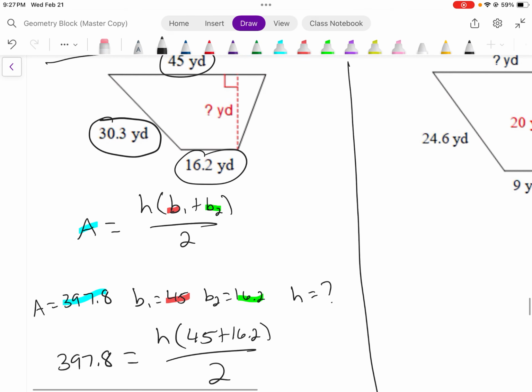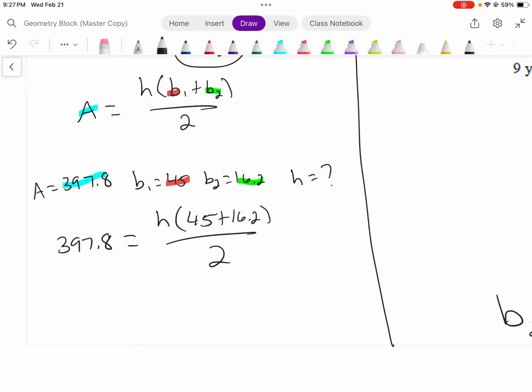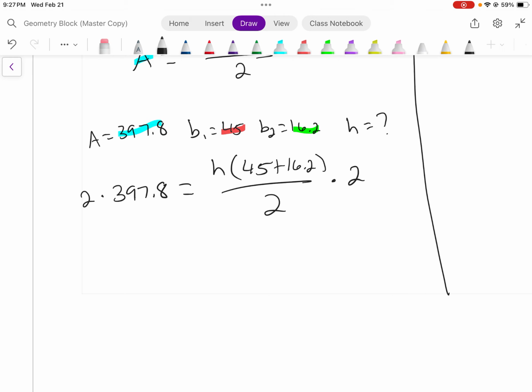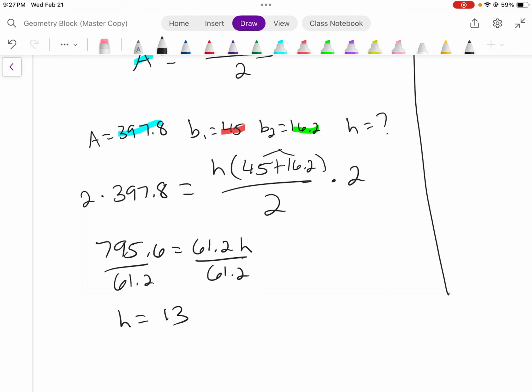Now, this is where it's different. I have to find h, and to find h, I see divide by 2. To get rid of that divide by 2, I'm going to multiply both sides by 2. That will give me 795.6. And I'm going to combine here. That's going to give me 61.2 times h. So I'm going to divide by that 61.2 now. And that's going to give me 13.